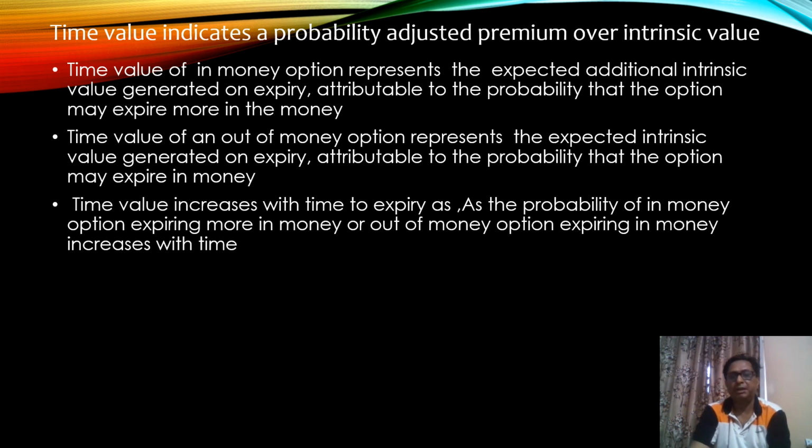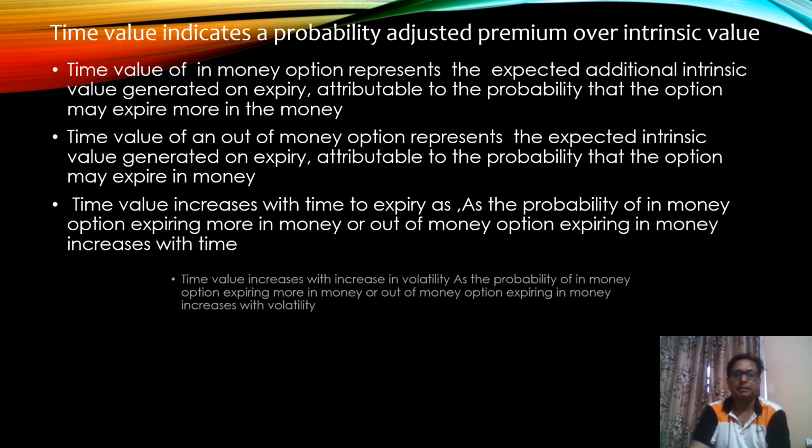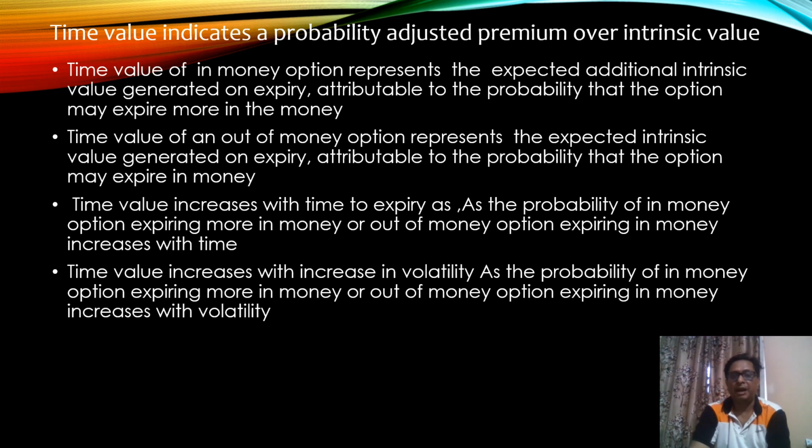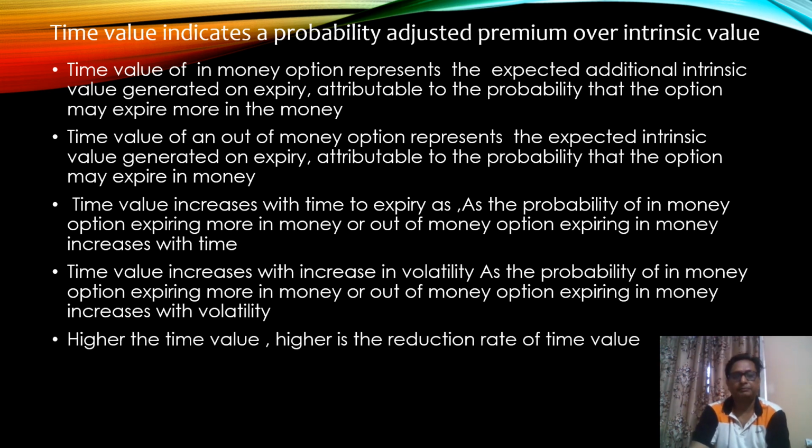Time value increases with time to expiry as the probability of the in-money option expiring more in money or out-of-money option expiring in money increases with time. Time value increases with increase in volatility as the probability of the in-money option expiring more in money or out-of-money option expiring in money increases with volatility. The higher the time value, the higher is the reduction rate of the time value.